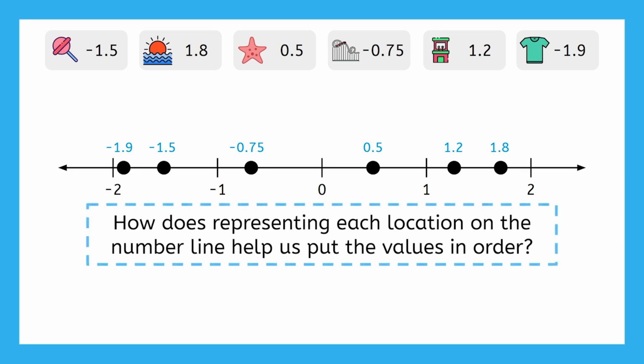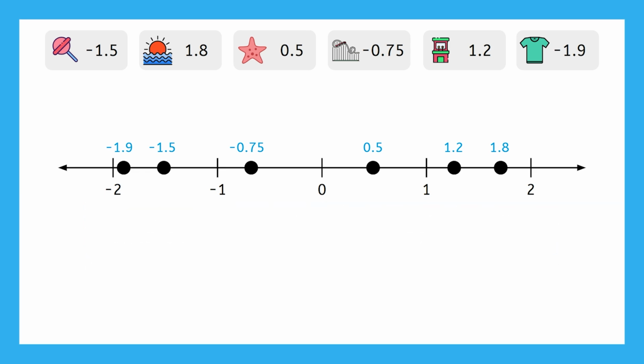How does representing each location on the number line help us put the whole group of values in order? Right, we know that the farther to the left a value is on the number line, the smaller it is. And the farther to the right it is, the larger it is. Using a number line to order a list of numbers is very similar to using a number line to write an inequality. But instead of comparing just 2 values at a time, we're comparing a whole group of numbers at once.